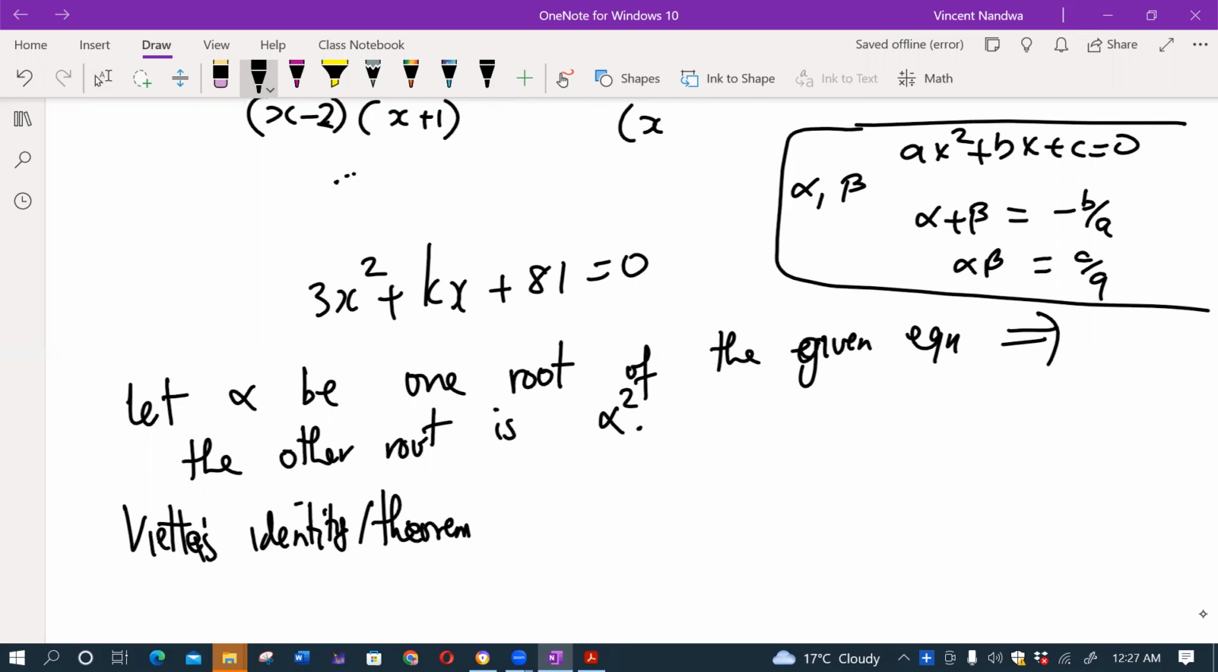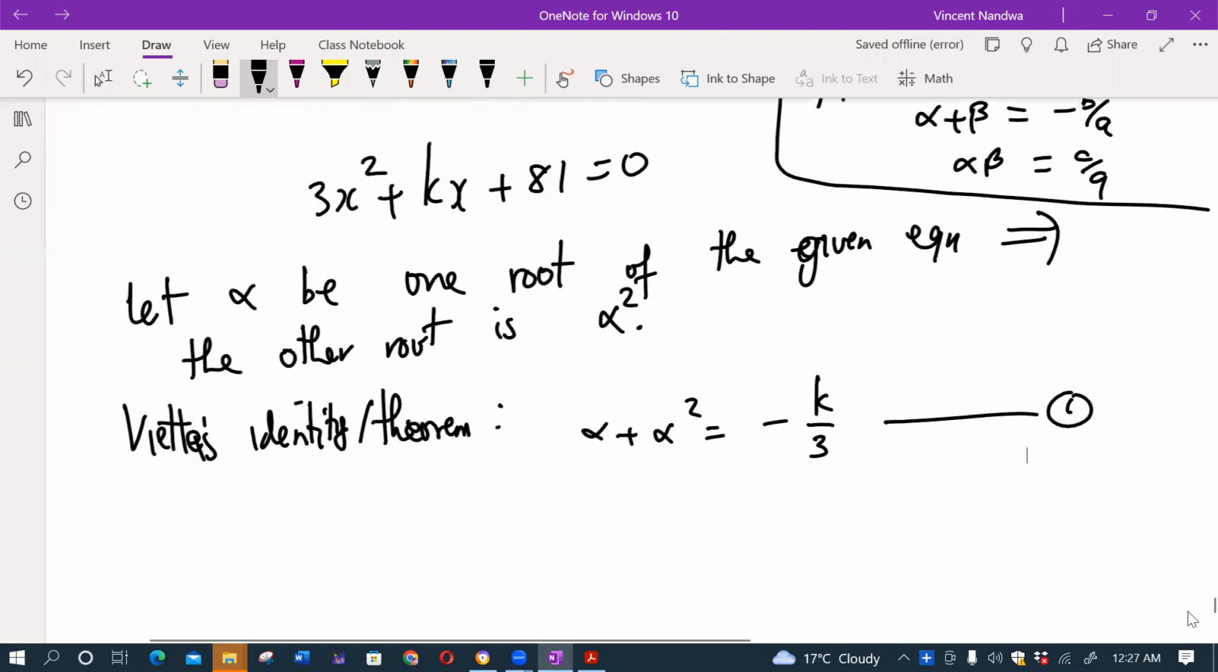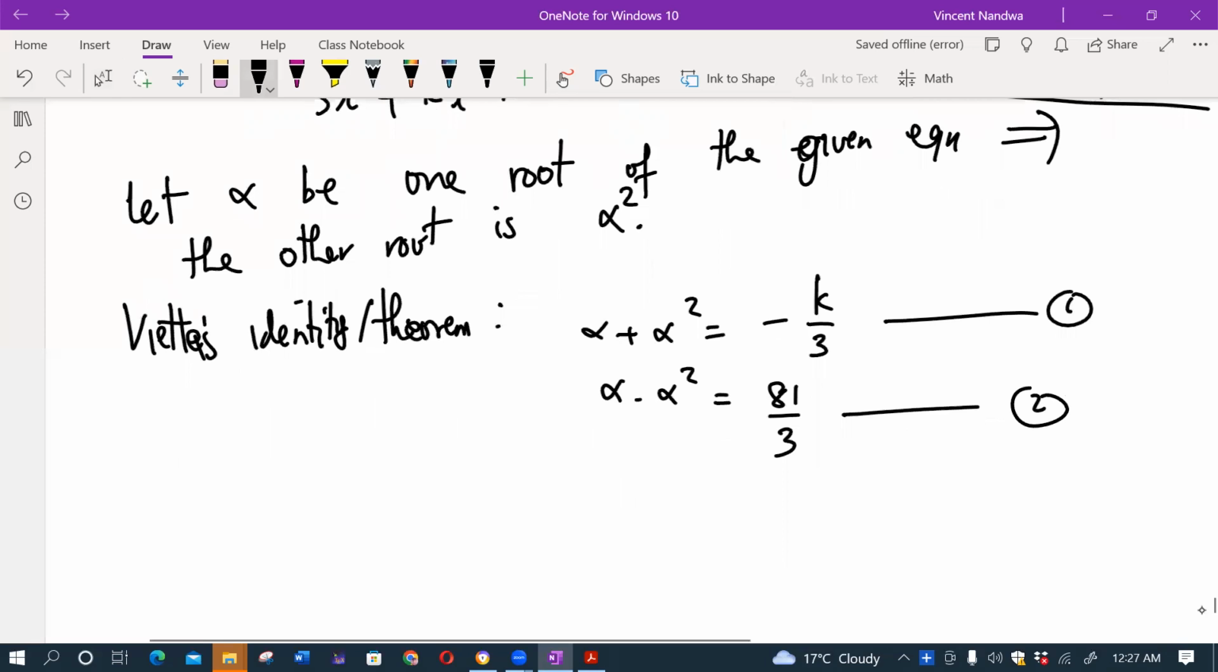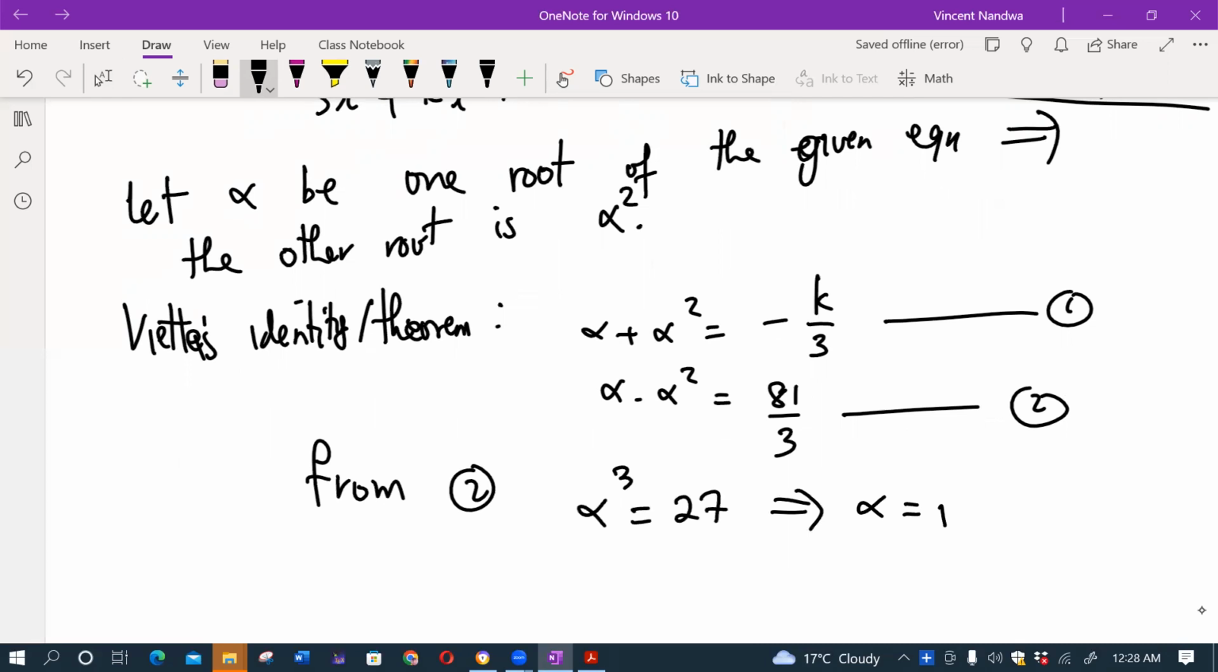So alpha plus alpha squared will be minus k over 3, call it equation 1. And then alpha times alpha squared should give us 81 over 3. Call this one equation 2. From 2, we'll have alpha cubed equals 27, which means alpha is the cube root of 27, which is 3.